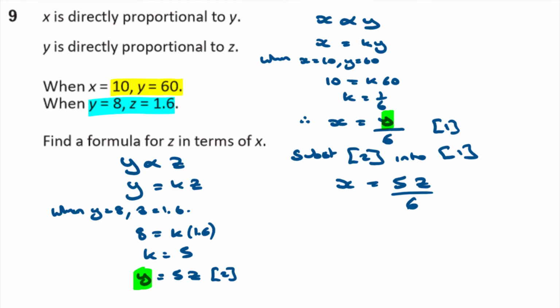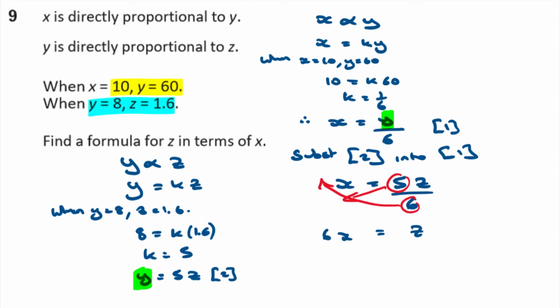Now I've got an equation in x and z, but it does say find a formula for z in terms of x. So in other words, I need to make z the subject. I'm just going to do that by cross multiplying these two numbers here. This 6 is going to end up here. This 5 is going to end up down here, isn't it, if I cross multiply? So I'm going to get z equals x.